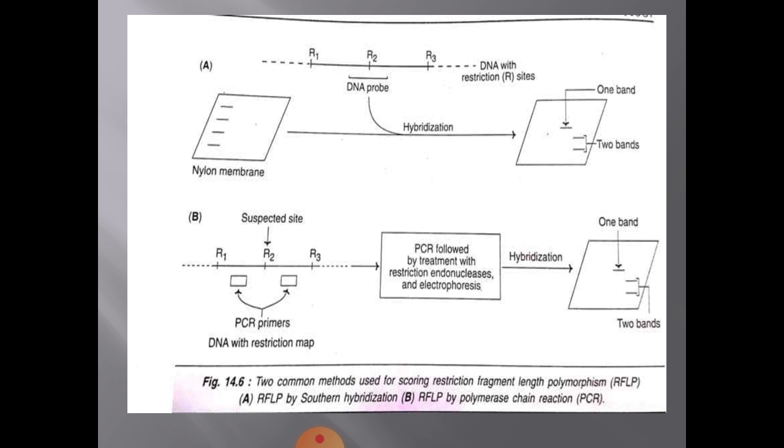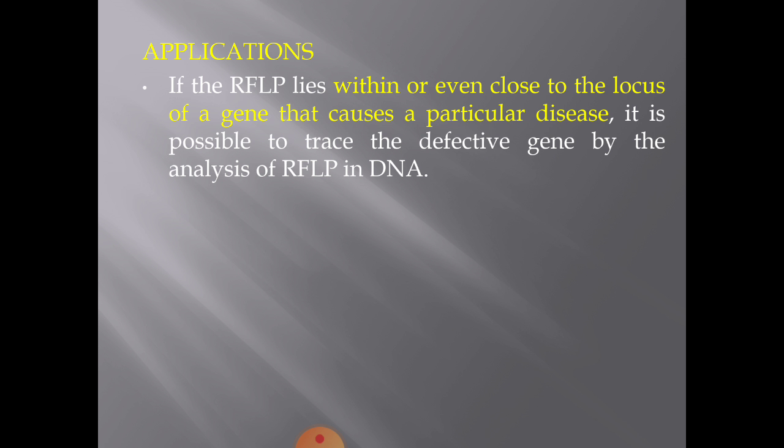Then you will treat it with restriction endonuclease, then subject it to agarose gel electrophoresis. Then you will go for hybridization, and if there is one band, it tells you that the suspected site is not there. If you see two bands on the autoradiogram, it tells you that the suspected site is present. So this is what is done in RFLP. Now let us see the applications.